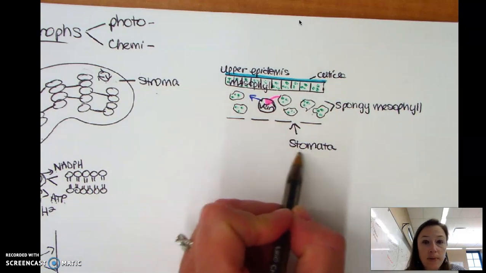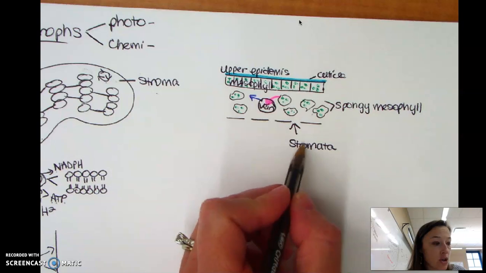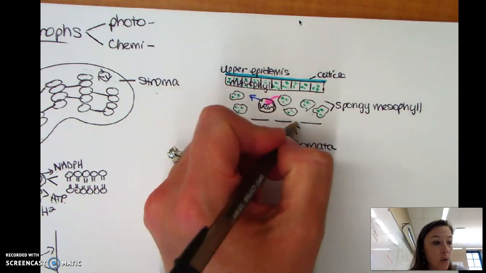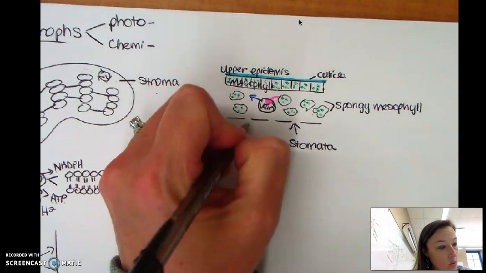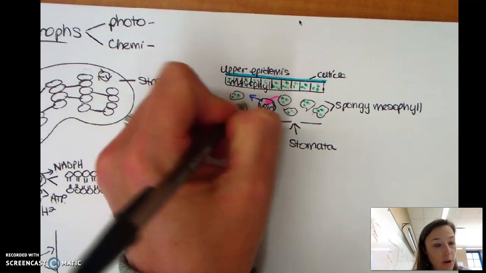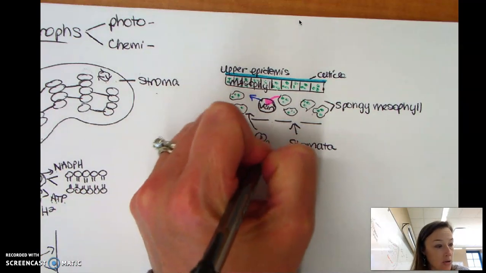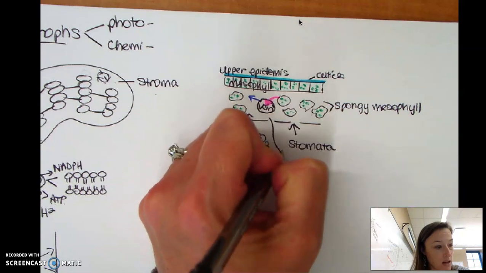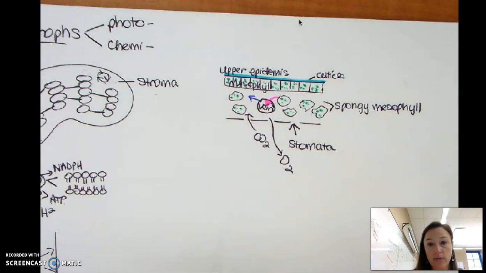So the stoma means mouth, and so the stoma is going to be these pores in the leaf, and what's going to happen is when these pores are open, they can open and close, CO2 is going to come in, and oxygen is going to leave, which is great for us because we love oxygen.